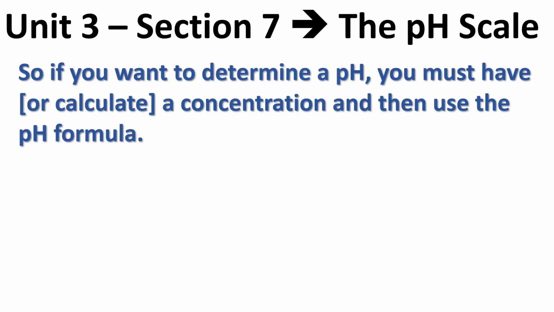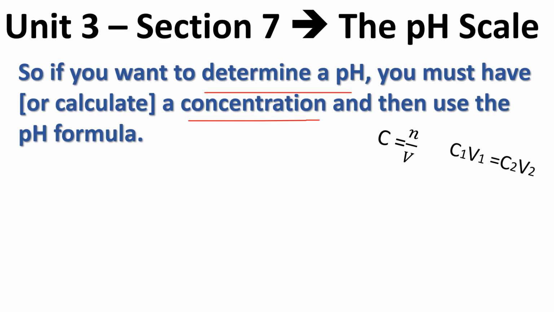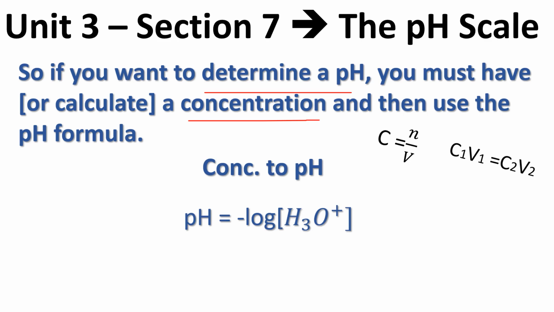So what we've done here is, the first type of question was, if you want to determine the pH, you must have or calculate a concentration. Once you have that concentration, you can use your pH formula. So remember, there are two ways we can find concentration: C equals n over V, or, flip side here, you could do the dilution formula. So just be aware there are two ways, depending on the question. So concentration to pH is that formula. Make sure you write this down. You're going to use this basically all the time here, no pun intended.